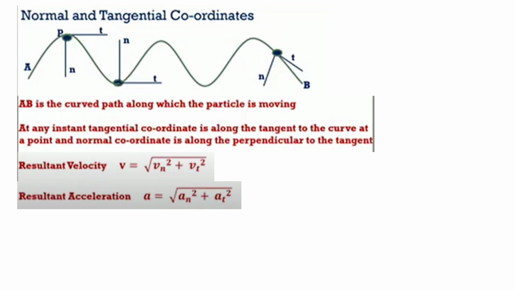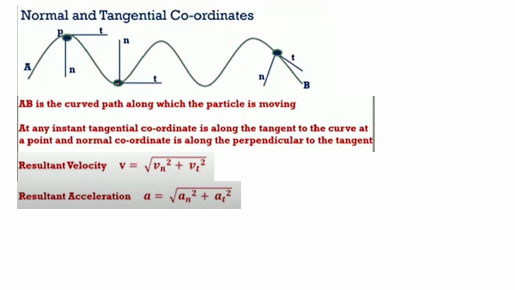How will you find out the velocity? V is equal to square root of Vn square plus Vt square. What is Vn? Vn is the normal velocity and Vt is the tangential velocity, the velocity along the tangential direction and the velocity along the normal direction. Similarly, you can find out the acceleration also. That is, A is equal to square root of An square plus At square.